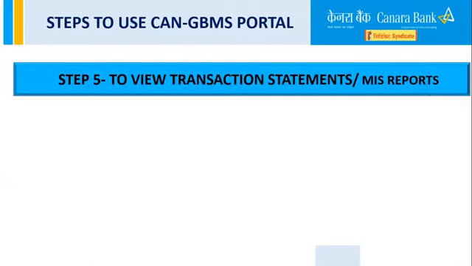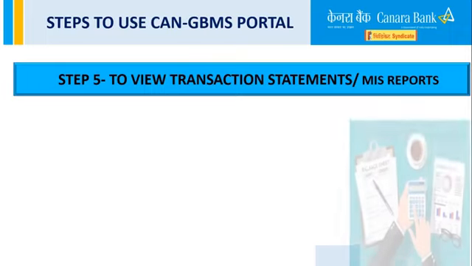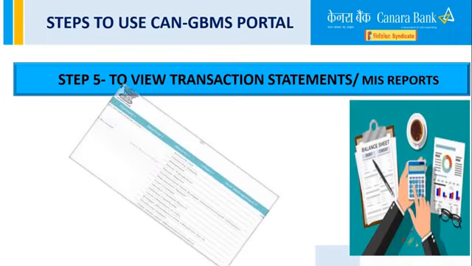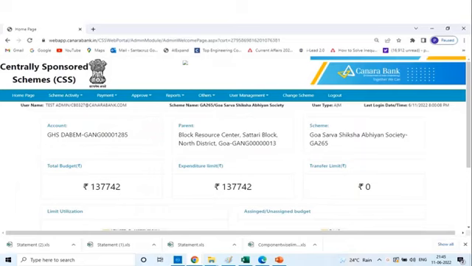So we will see the last step, that is the fifth step, to view the transaction statement or MIS report. Whatever transactions you have made in this PFMS account, you can see directly from this login only. You don't have to visit the branch. All the details and all the reports are there in the login. So we will see the steps to check the reports.